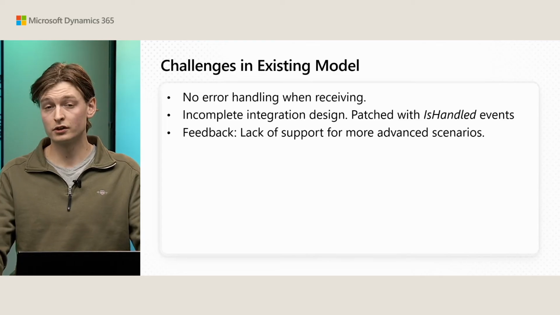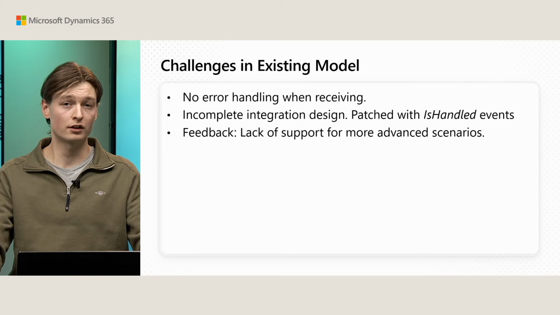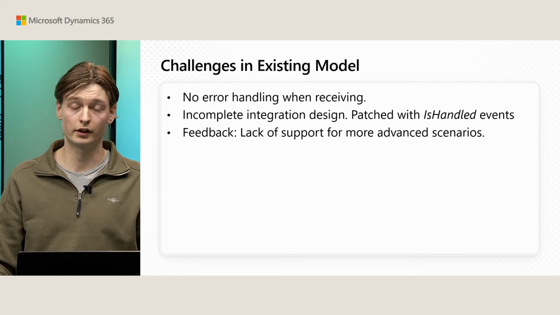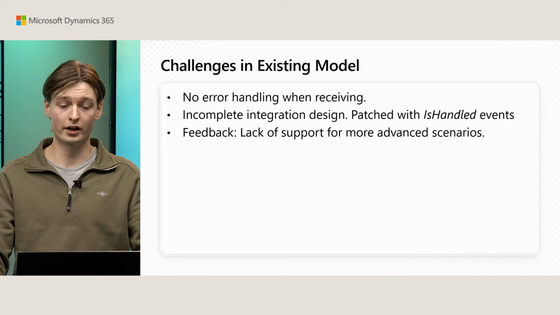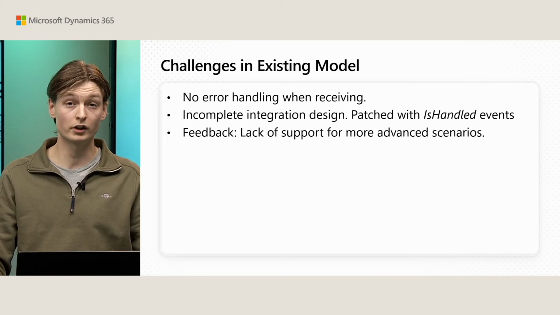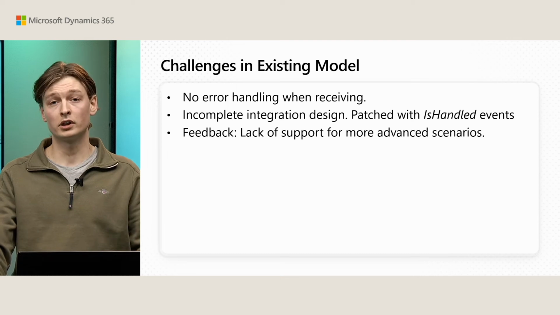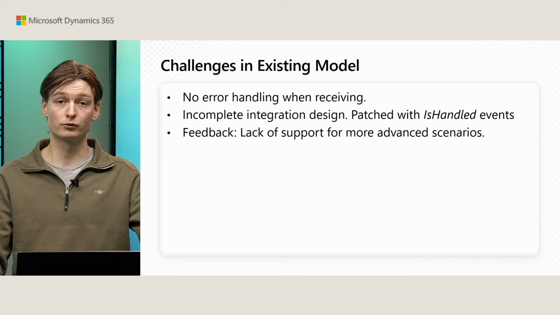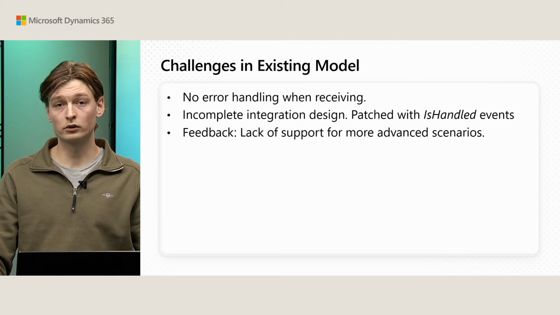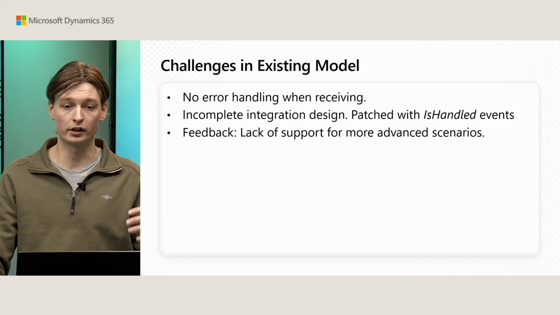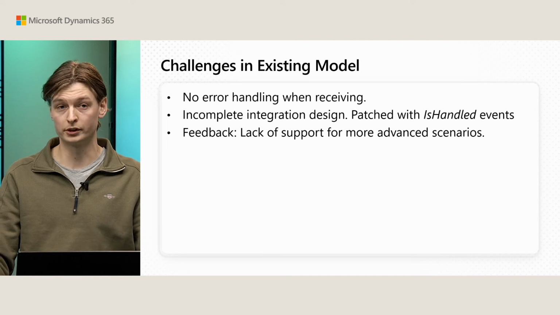But why are we doing these changes? Well, there were some challenges in the existing model that we first released. First of all, we didn't have any proper error handling when doing the receiving logic in the framework. That will mean that if you, for instance, were trying to reach a service that is currently unavailable, we wouldn't be able to handle the framework logic properly.